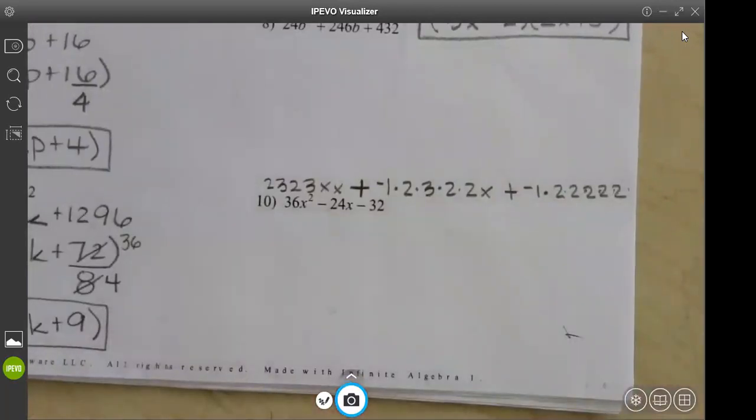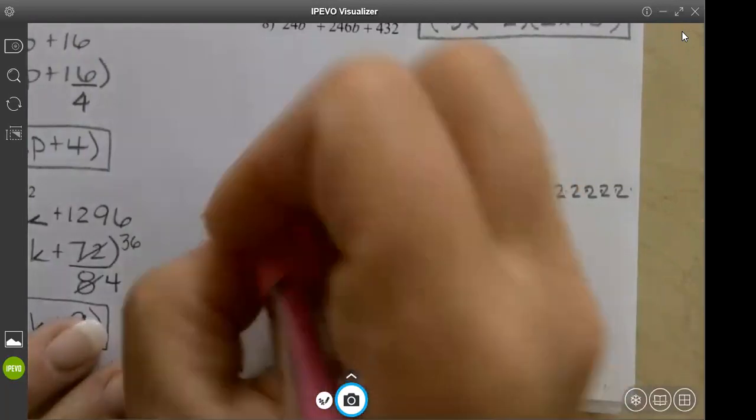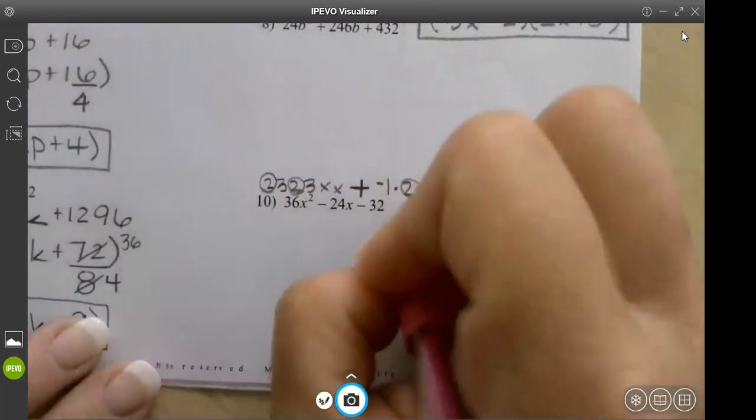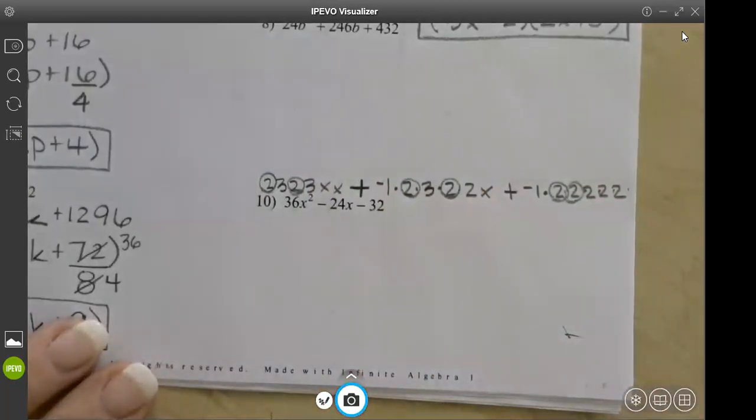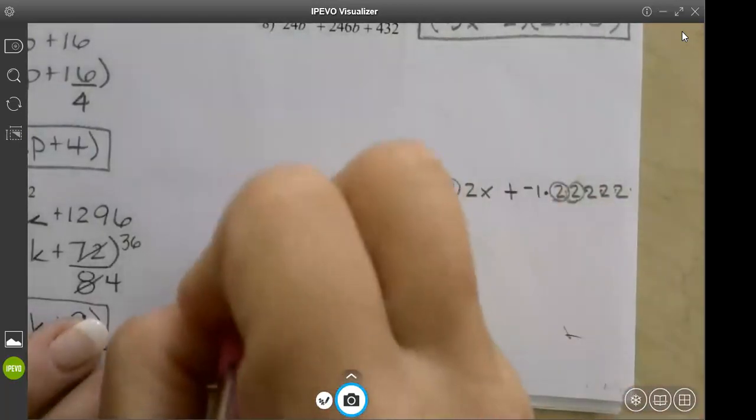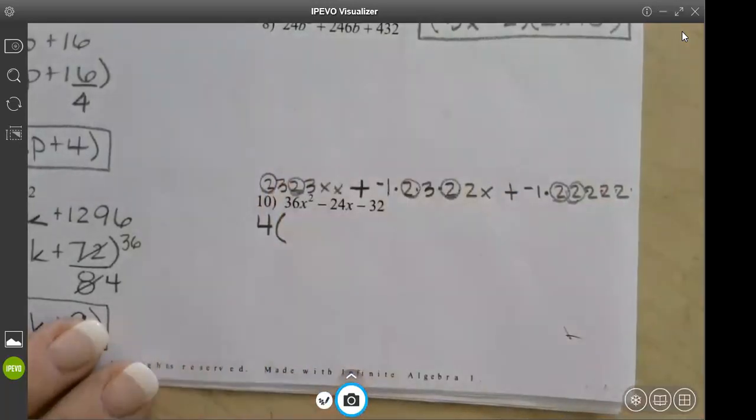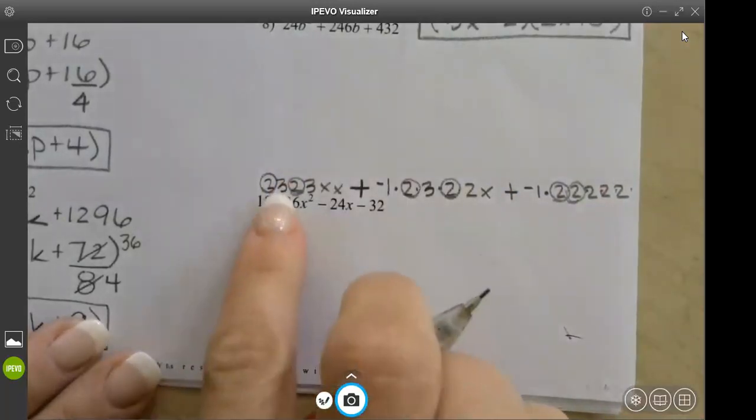What do they all have in common? Two 2s. So they have a 4 in common, right? So that's my GCF. This is what we did the very first day we factored. We took out a GCF, and then we multiply them back together.